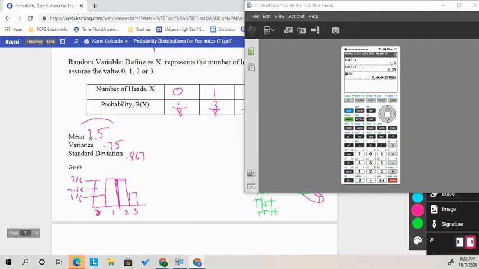Okay, so look at the mean. The mean is 1.5, right in the center, because this is a symmetric distribution. All right. Okay, so let's look at another one.